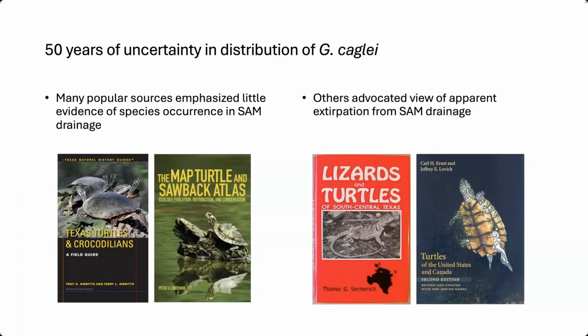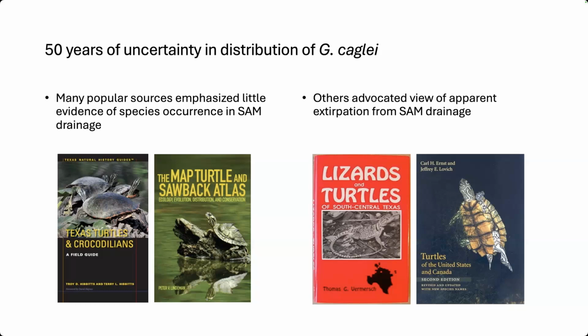A lot of popular sources, I'm looking here at the left with the Field Guide of Texas Turtles, and of course, Peter's book on map turtles. These books, I think, quite accurately describe the situation and emphasize that there was actually really no evidence of the species ever really occurring in the SAM drainage, SAM meaning San Antonio, Medina.